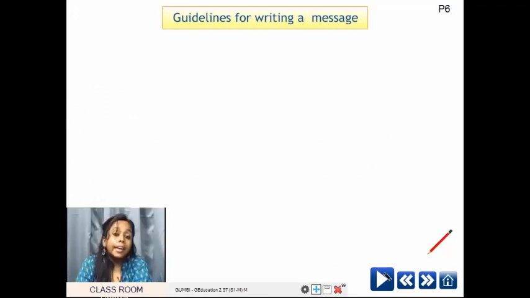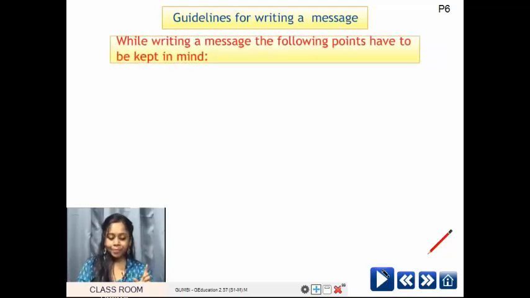Now, guidelines for writing a message. I will give you some guidelines. I have already told you that the date comes first, then the time, then the name of the person whom you are writing the message to, then the body of the message, and it will have to be very brief. Then last, the name of the person who is writing the message.